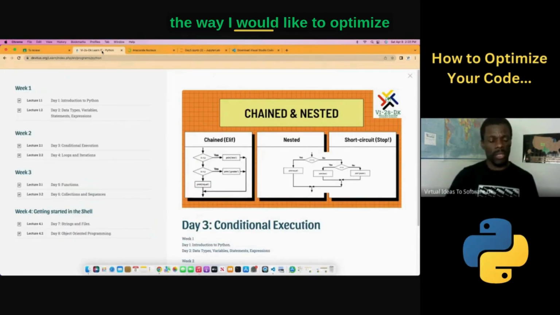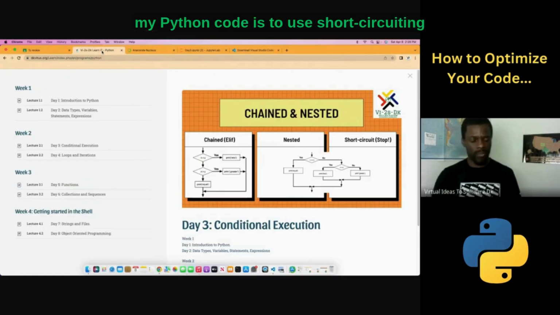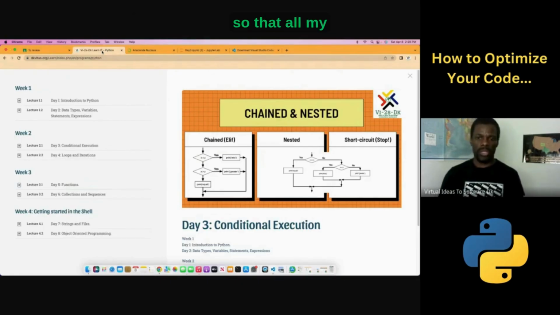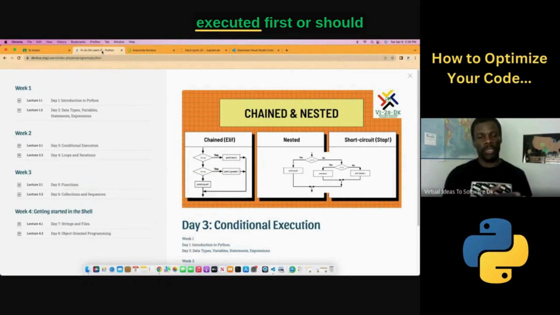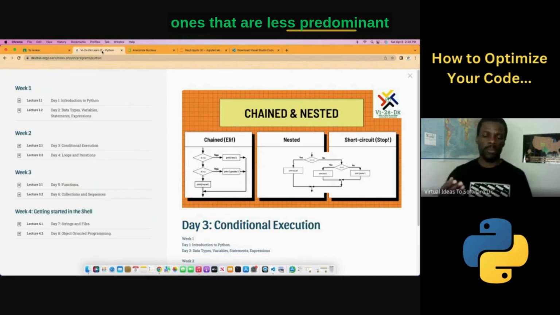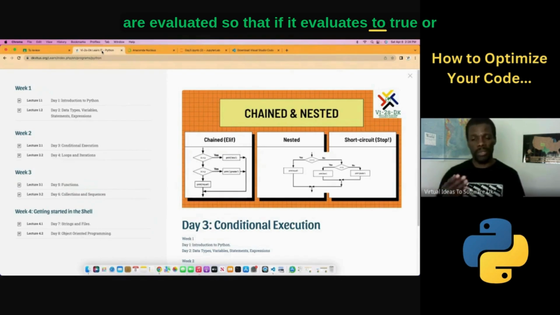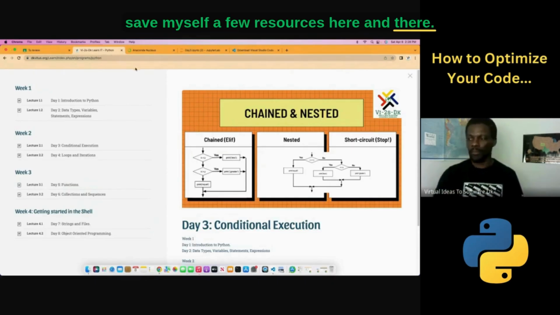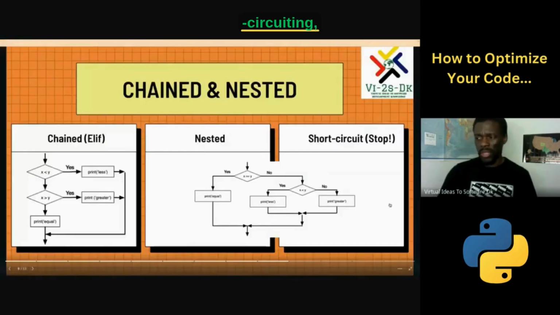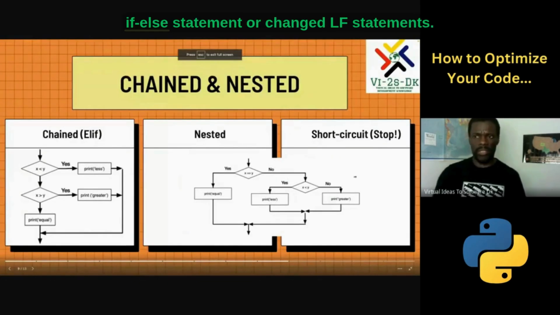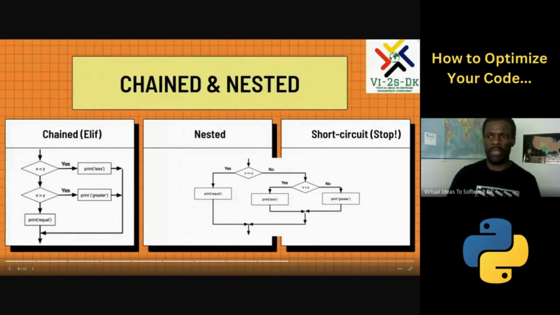If you say, okay, the way I would like to optimize my Python code is to use short-circuiting, so that all my more vital sub-expressions are evaluated first, before the less predominant ones, so that if it evaluates to true or false, I can carry on and save myself a few resources here and there. Okay, so that's what we get with short-circuiting, and we talked about nested as well as if-else statements or chained elif statements.